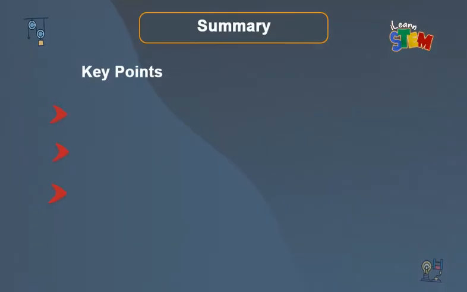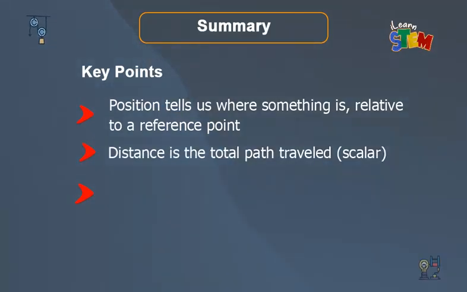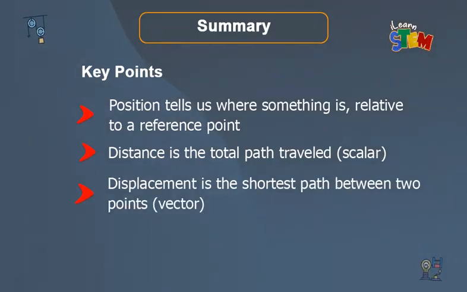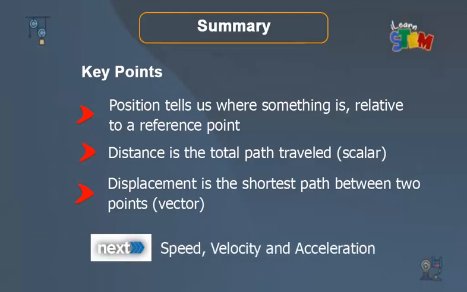Great job so far. Let's recap. Position tells us where something is, relative to a reference point. Distance measures how far you've traveled in total, it's a scalar. Displacement is the shortest straight line path from start to finish, it's a vector. Remember, distance and displacement are like 2 sides of the same coin, but they are not the same. In our next lesson we will be learning about speed, velocity and acceleration.